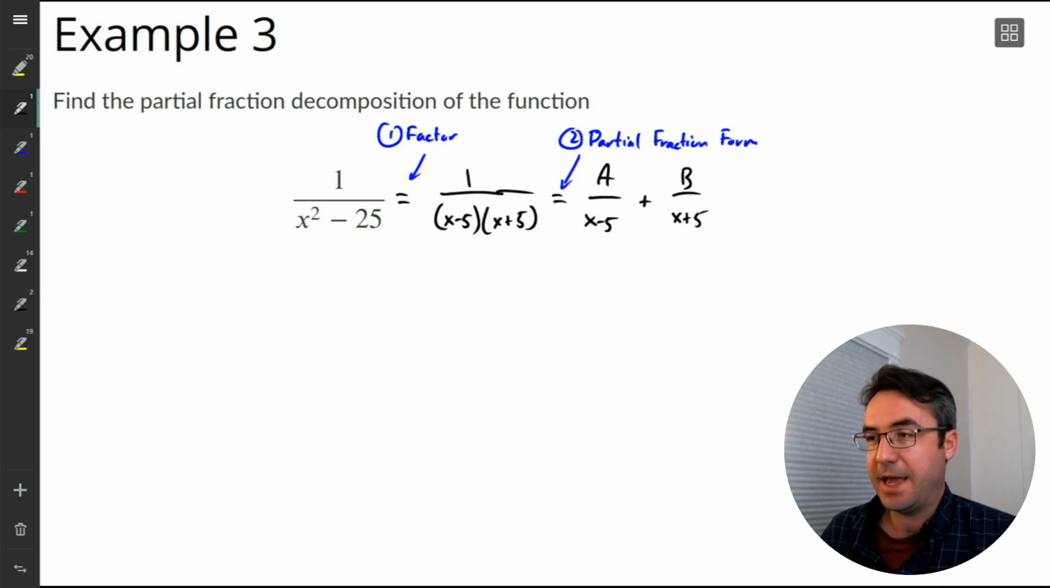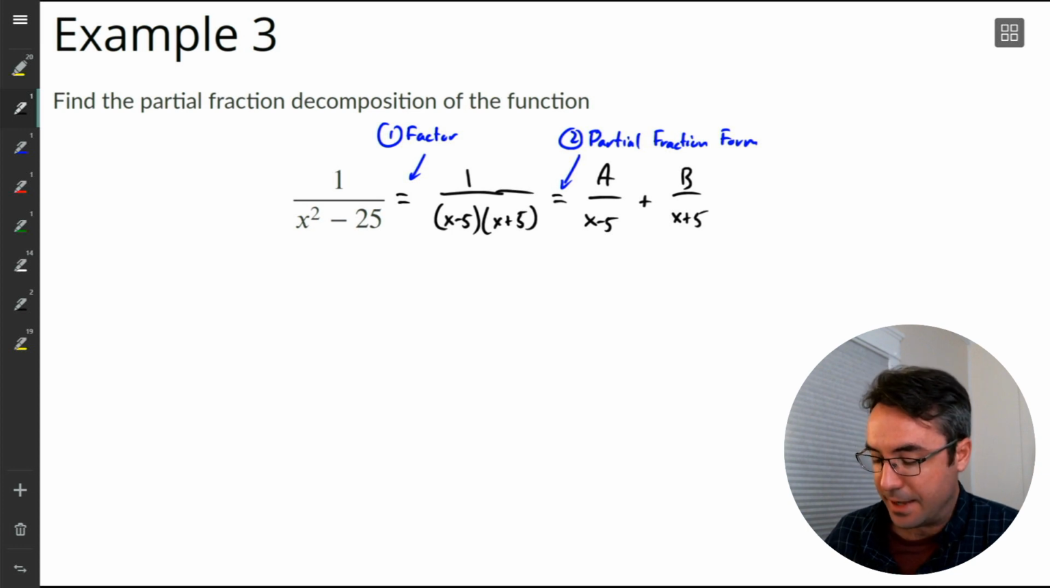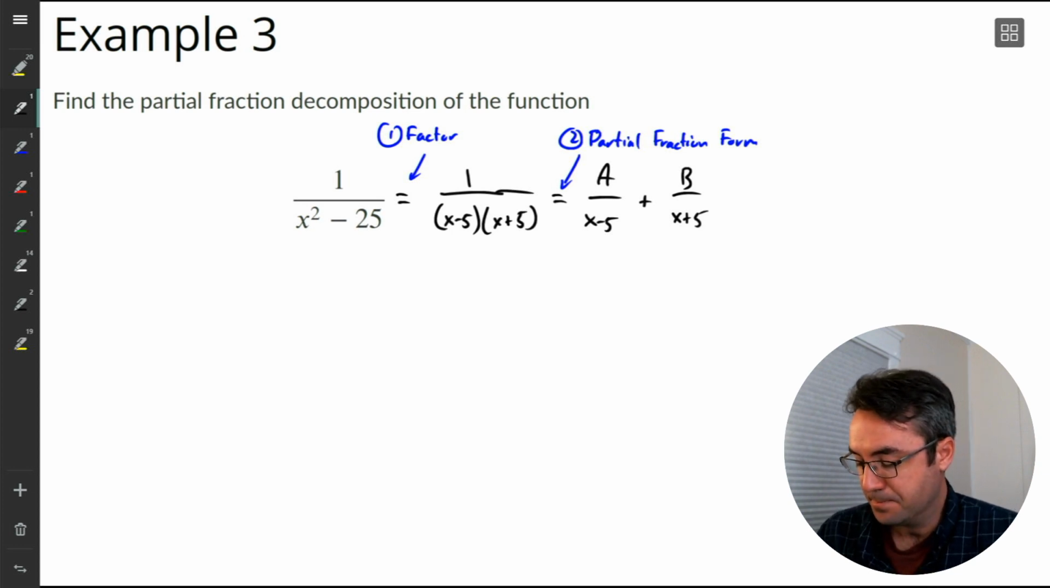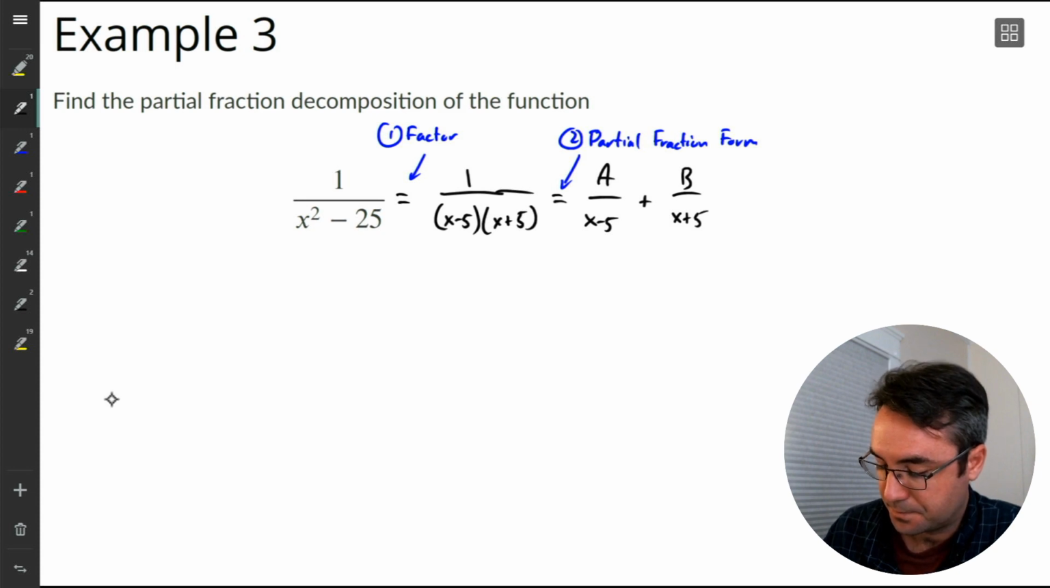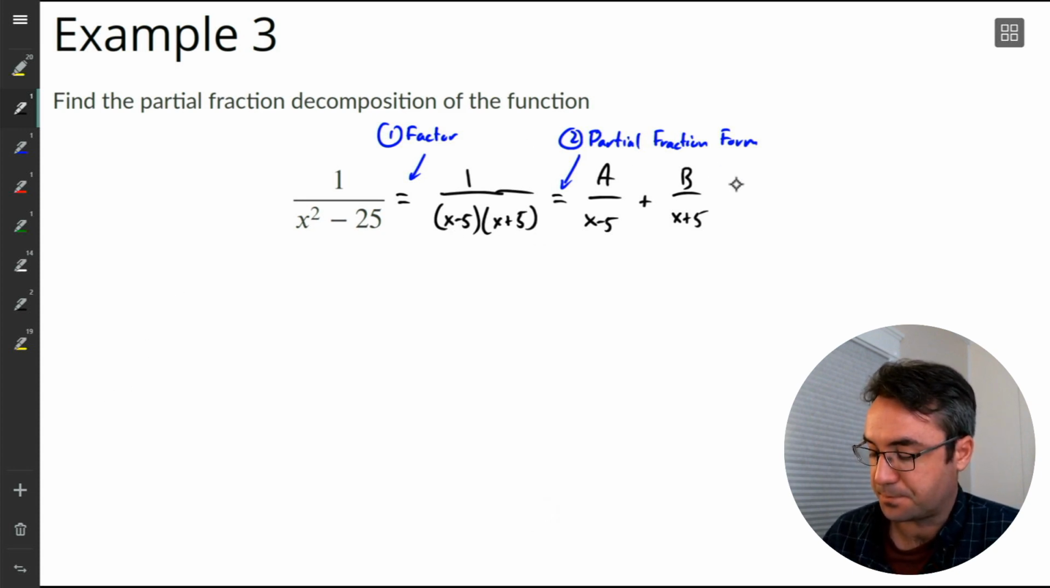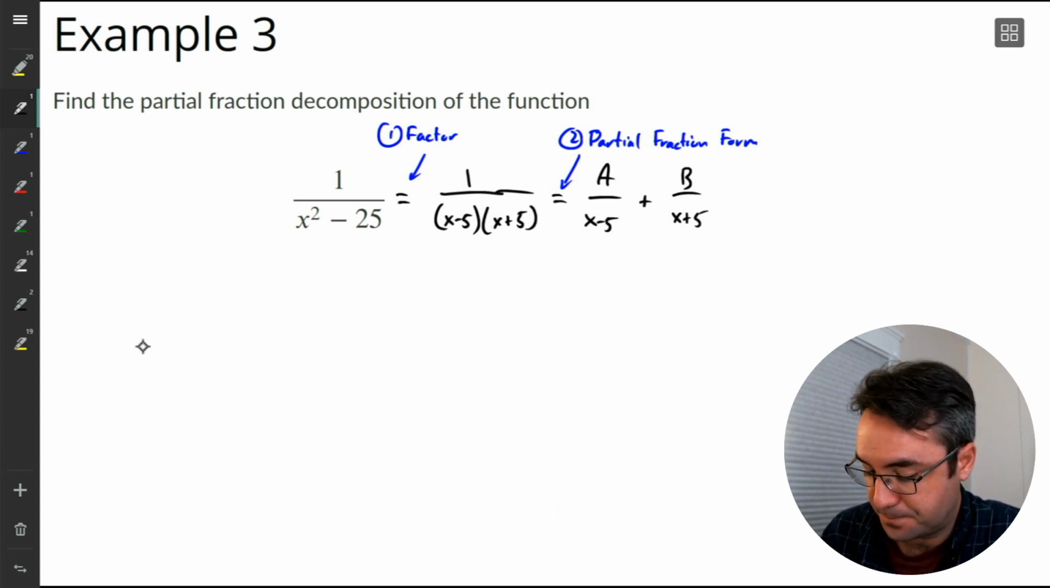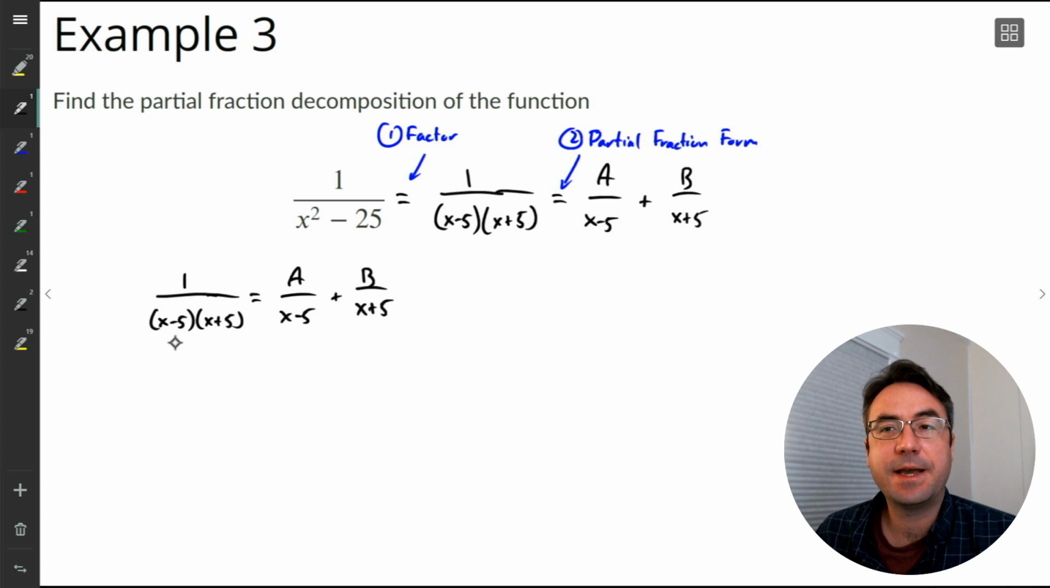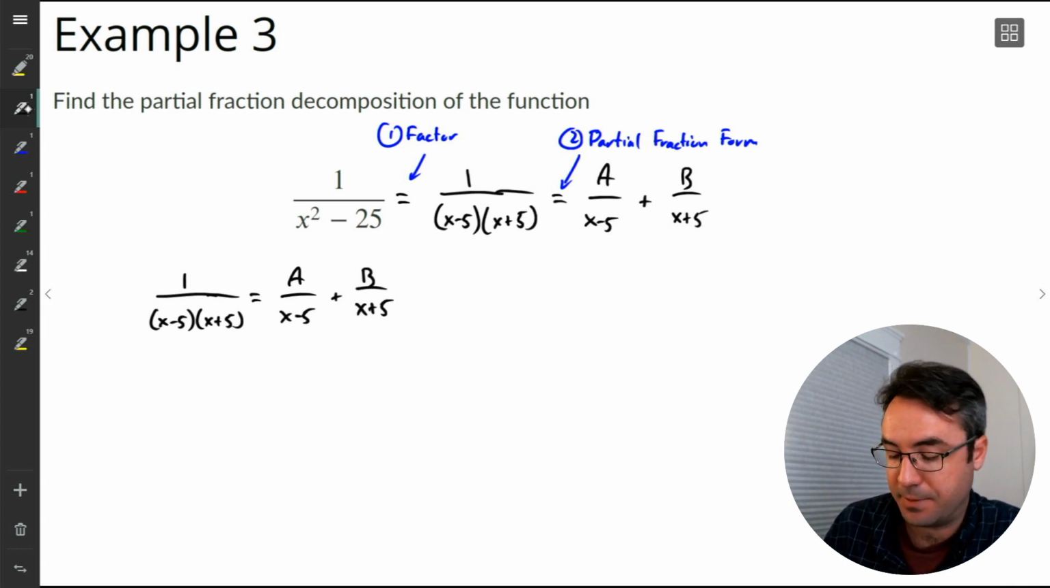So let's try and find a and b. Let's take this equation and rewrite it, because we're going to be doing some work. And what did we do last time? Well, we took this denominator on the left and we multiplied both sides of our equation by it.